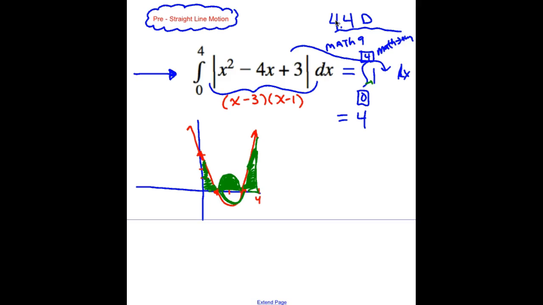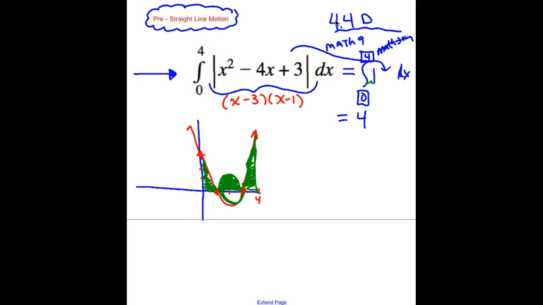And on my calculator, that's fine. But what if I didn't have a calculator? How can I get this 4 by hand? And years ago when I was in high school, I didn't have a calculator to tackle this. I had to figure out how can I combat this absolute value issue. And what we do is we break it up.